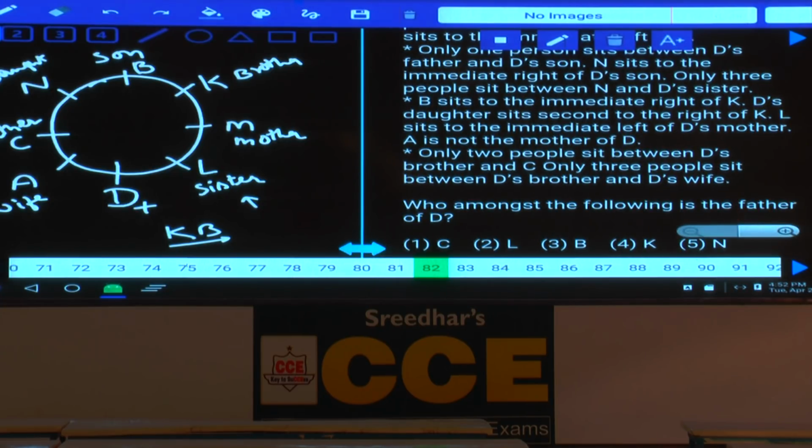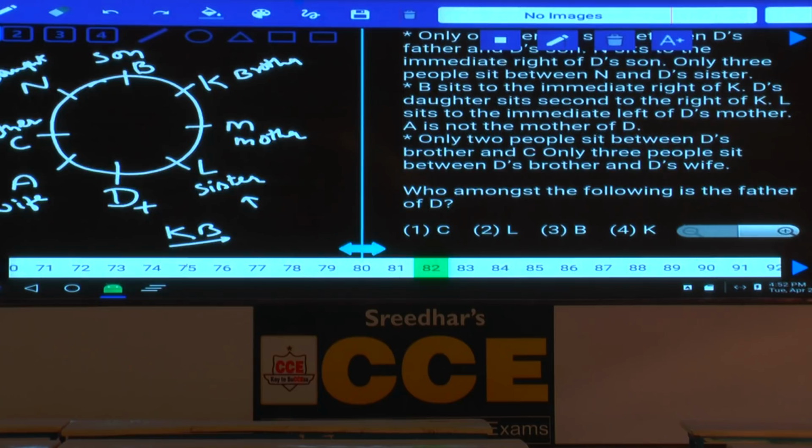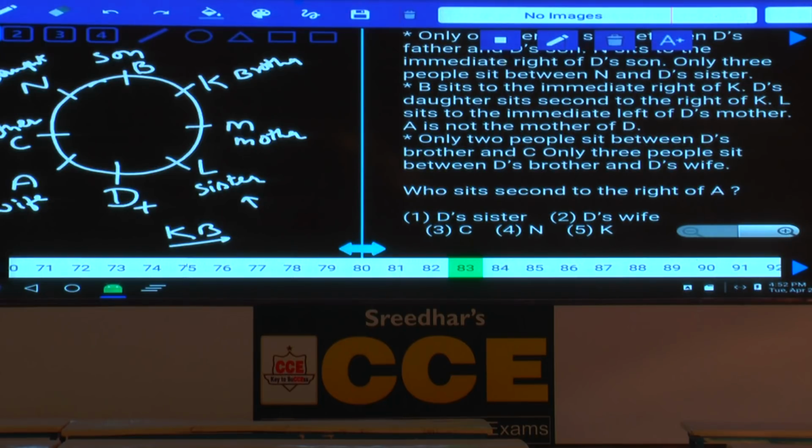Then question number 82. Who among the following is the father of D? Who is the father? C, that is choice 1. C is the father, choice 1. Then question number 83. Now, who sits second to the right of A? Second to the right of A, L the sister. L, that is D's sister, choice 1.